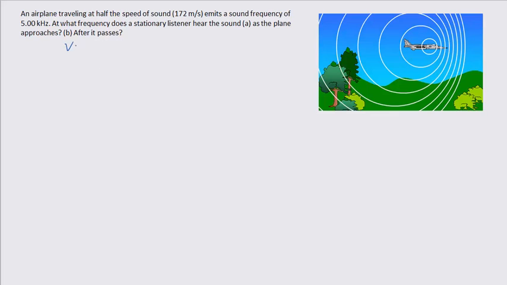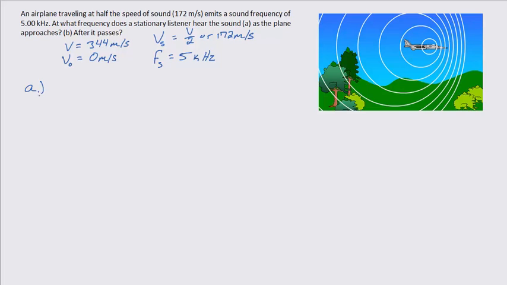So we know v stands for the speed of sound, which according to our example is equal to 344 meters per second. And it says that the listener is stationary. Therefore, the velocity of the observer is equal to 0 meters per second. And the velocity of the source is equal to half the velocity of sound, or equal to 172 meters per second. And we're given that the source has a frequency of 5 kilohertz.